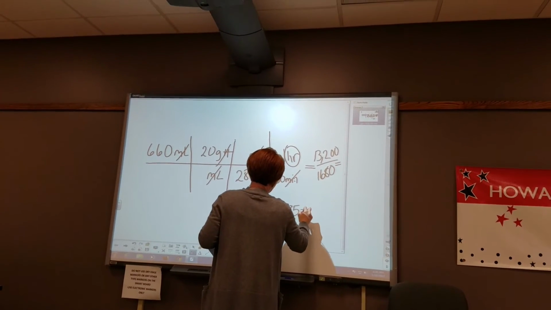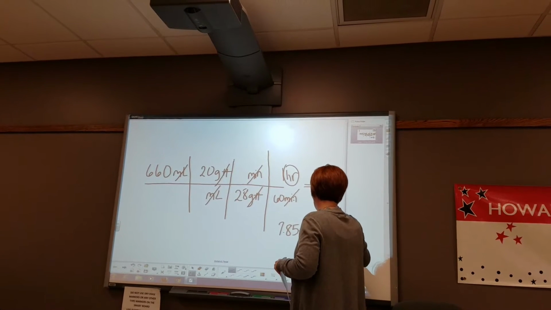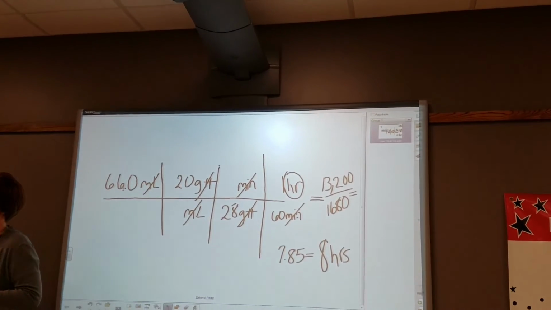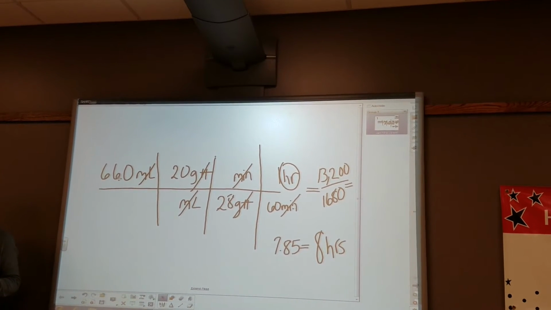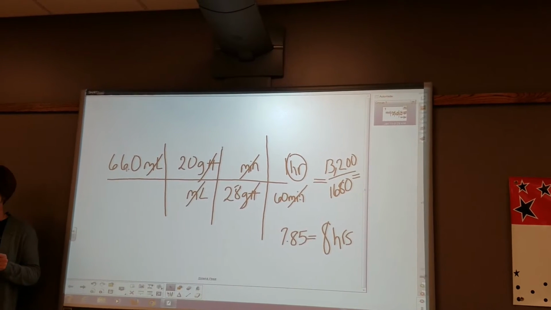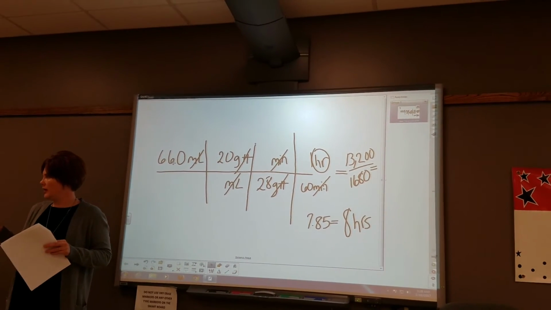7.85. And we asked to round to the whole number, right? So her IV is going to be done in about 8 hours. Did everybody get 8 hours? Who did it a different way but came up with 8 hours? About 6 of y'all, so about half. Okay.